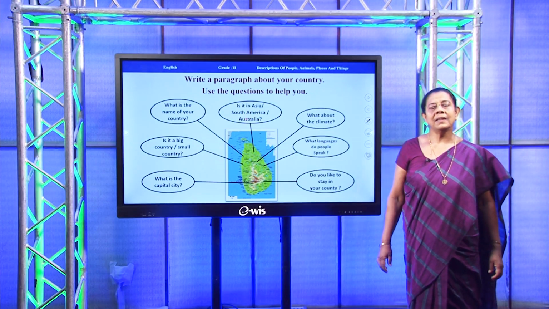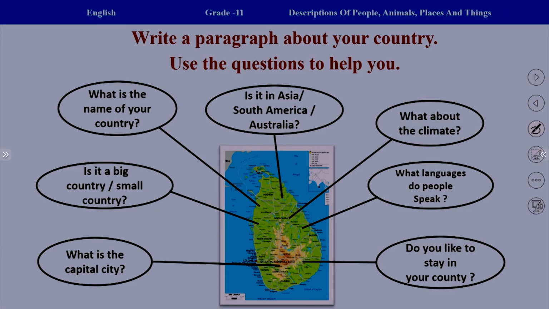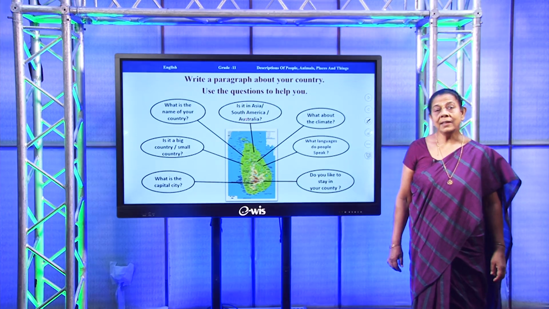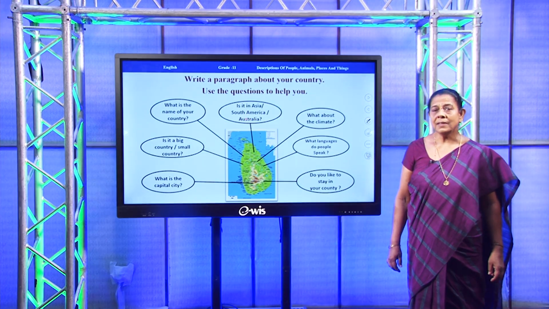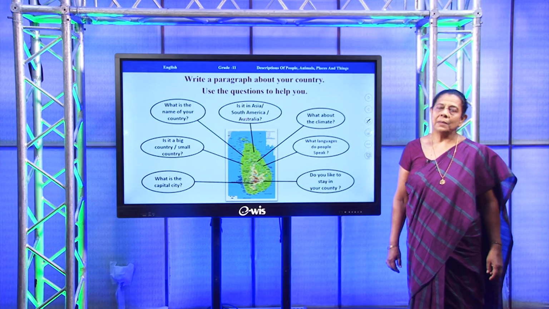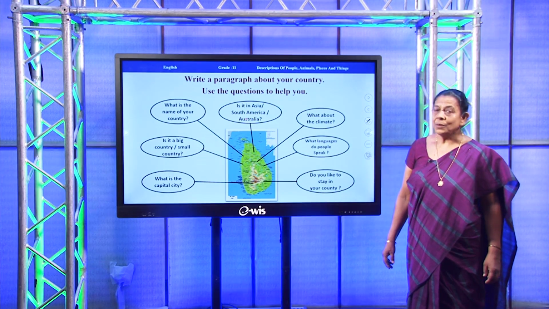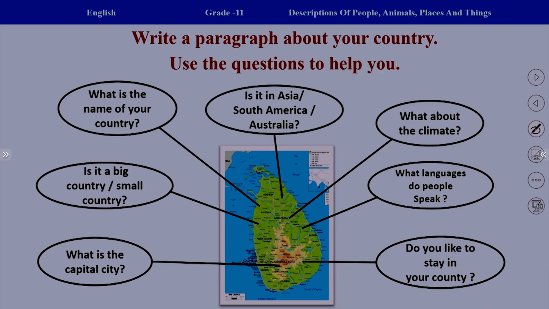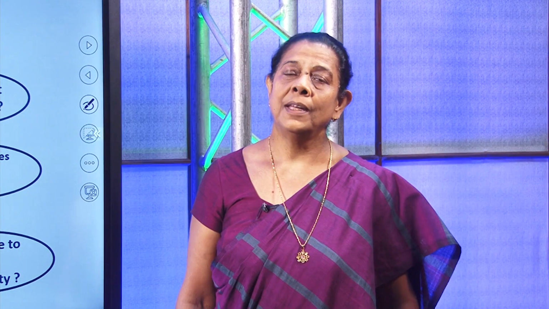Oh, what can you see there on the screen? Write a paragraph about your country. Use the questions to help you. Yes, children, in this activity, the questions are given. In the earlier activity, when you write descriptions about animals, the clues or the notes are given. But in the second activity, the clue is a question. Right? So, what is it about? About my country. We are going to write a description about my country.